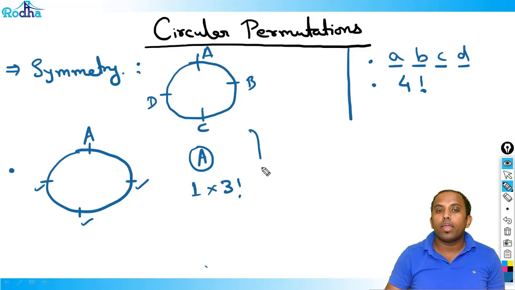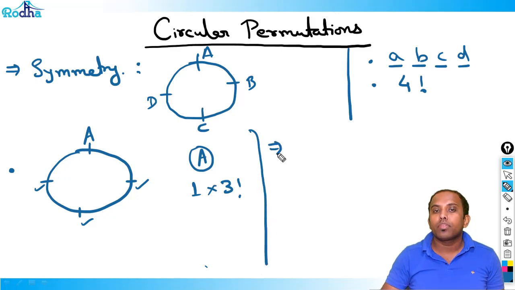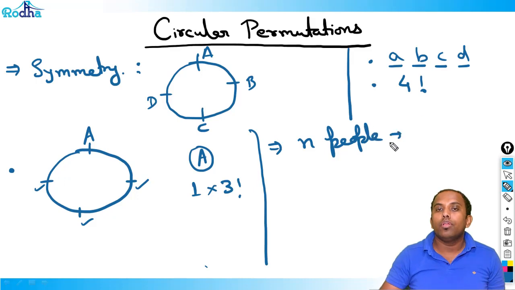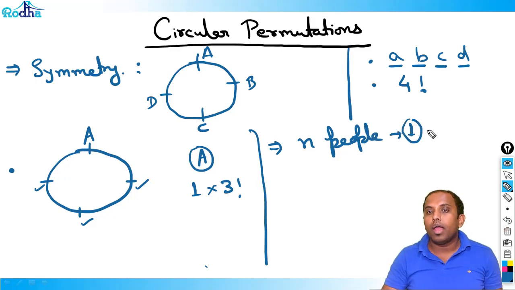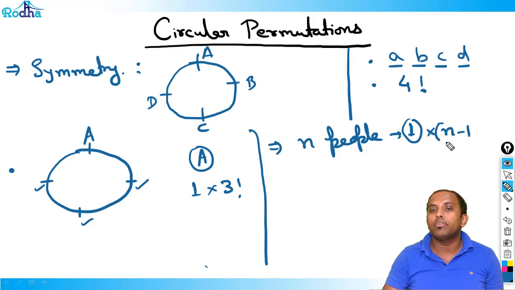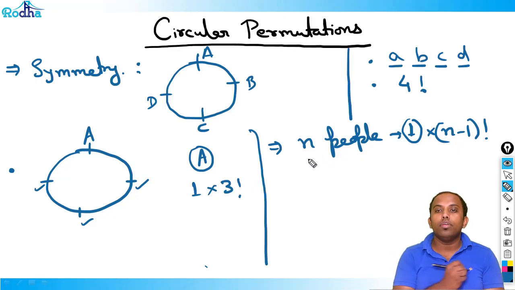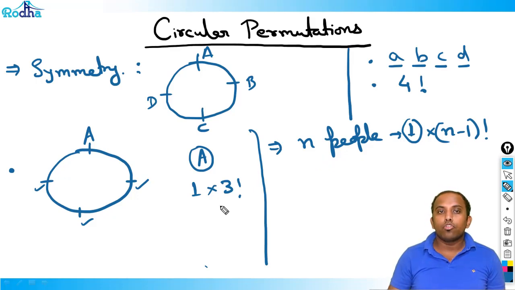This goes for n people. If there are n people at a circular table, we place any one person at any place in one way, and the rest n minus 1 can be arranged in n minus 1 factorial ways. So for n people, it is always n minus 1 factorial ways.